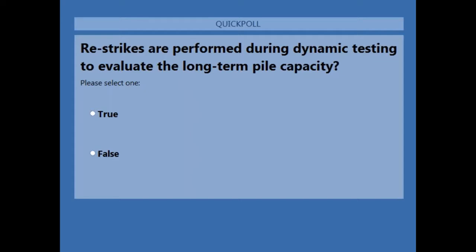Is there a difference in testing requirements if you have friction piles versus end bearing piles? No, not that I've seen. Dynamic will give the capacities for either case. But usually with friction piles, you typically want to do some sort of setup test.